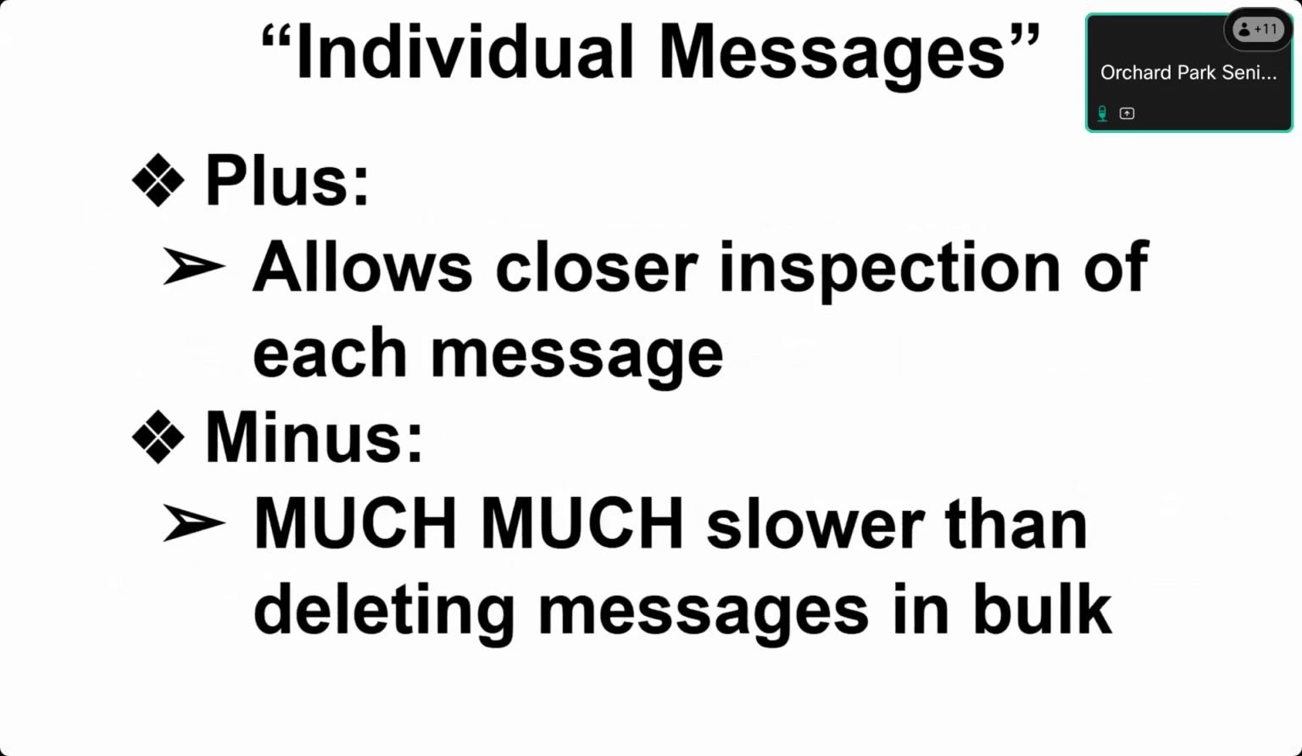So going the individual message route allows you to more closely inspect each message, kind of like the photos. If there's something you want to save from a text message, you'll have the opportunity to do that. However, again, it is much slower than bulk deleting. For example, if you have a text message that has gone back 5 years, are you really going to take the time to evaluate all 5 years of that text message?